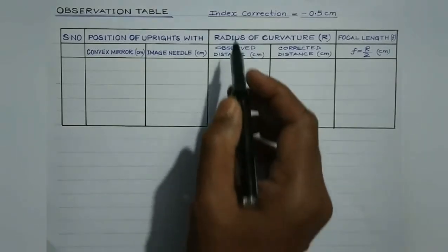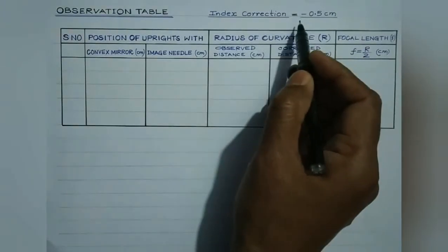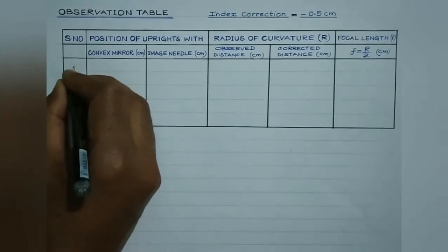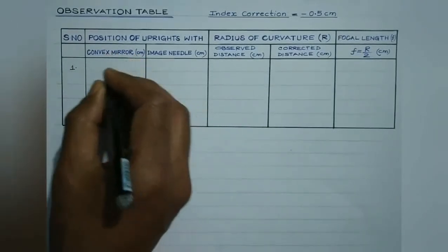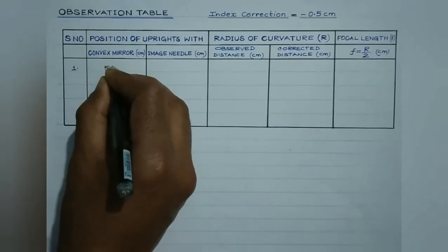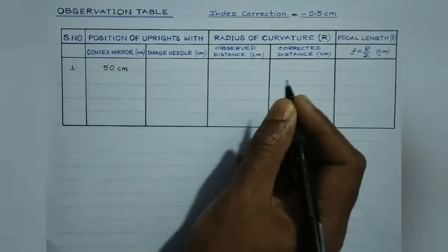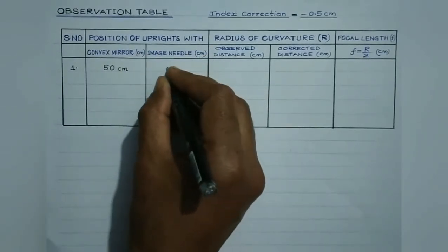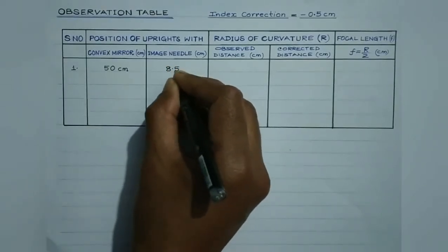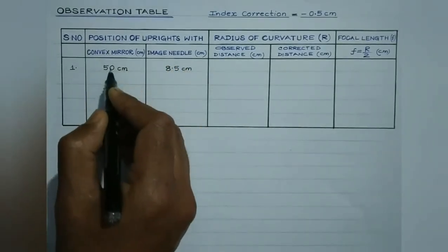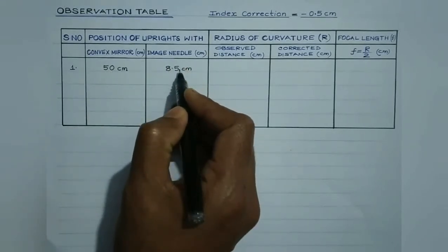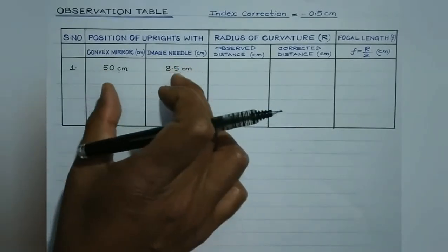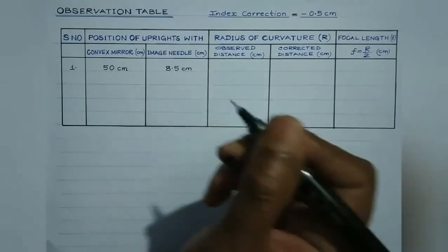Students, we are aware that the index correction in our case is determined to be minus 0.5 centimeter, right? And the first observation was the position of the convex mirror. It is 50 centimeter. The position of the upright with the image needle when the parallax is removed is 8.5 centimeter. So this is the position of the convex mirror, this is the position of the image needle. And as I've stated, the distance between the convex mirror and the image needle will give us the observed distance of the radius of curvature.